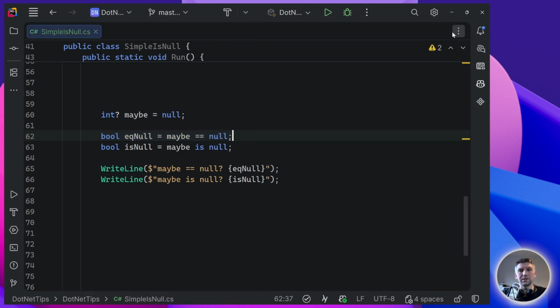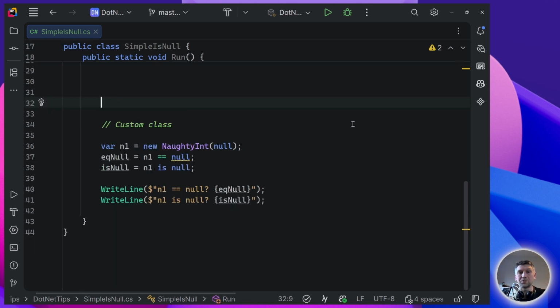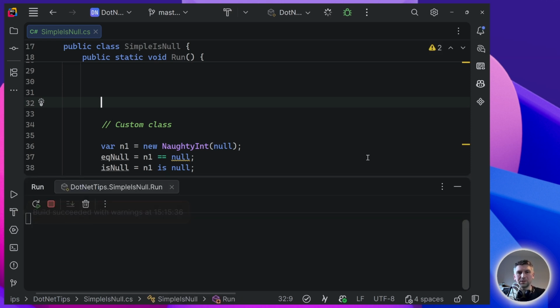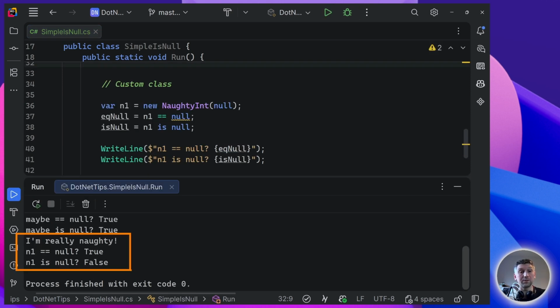However, this is only true for the built-in nullable types. The difference and the problem starts when you start using more complicated types or your own classes. Just out of interest, I will perform equals and is operations on my own class called NaughtyInt. If you look at the results of calling equals and is null, they're slightly different. One is true and another one is false.